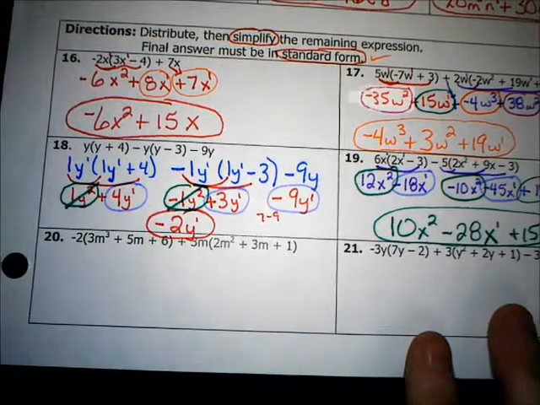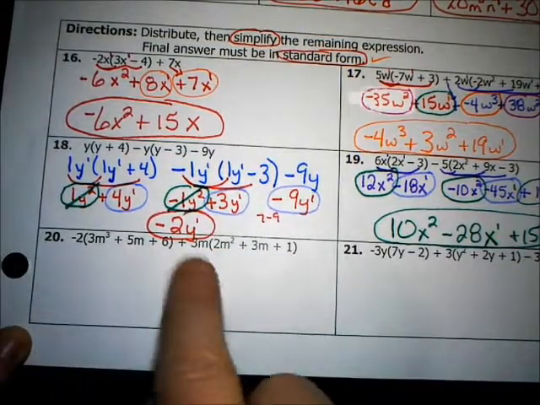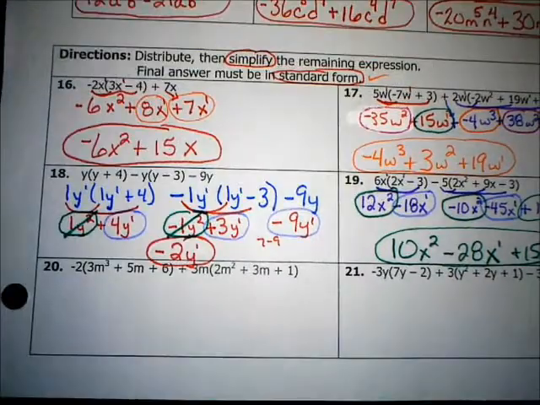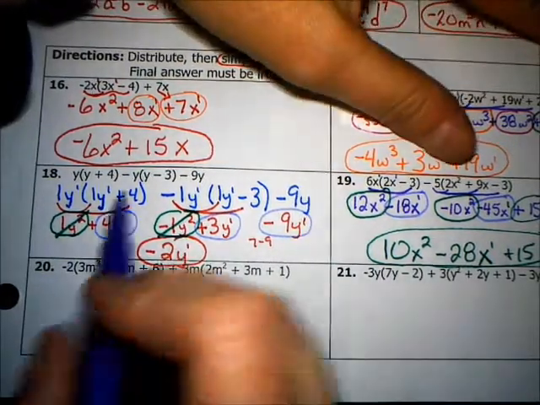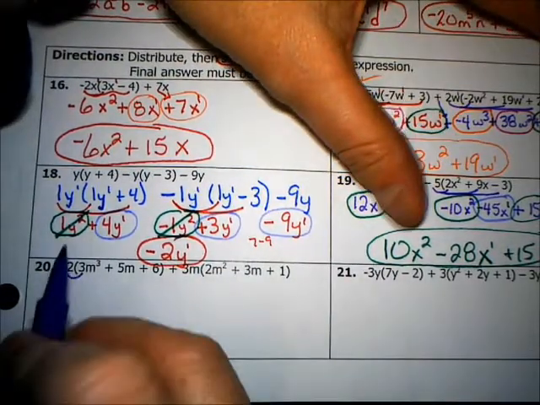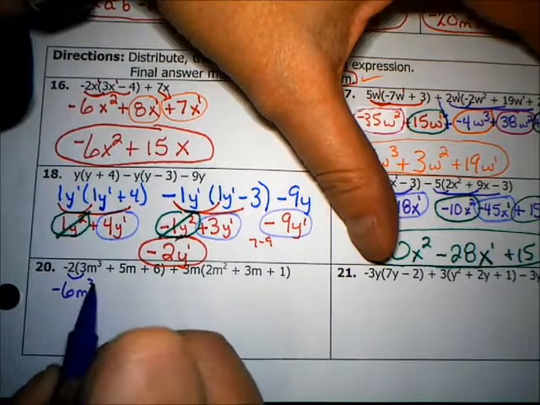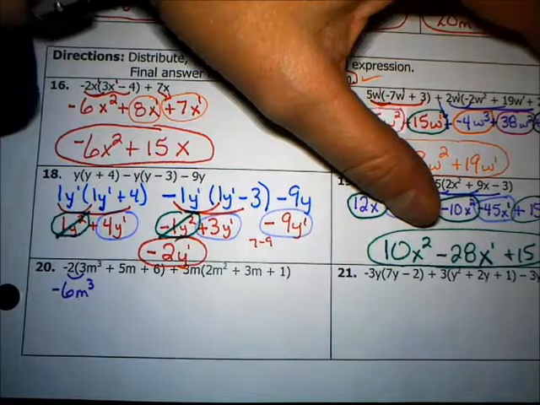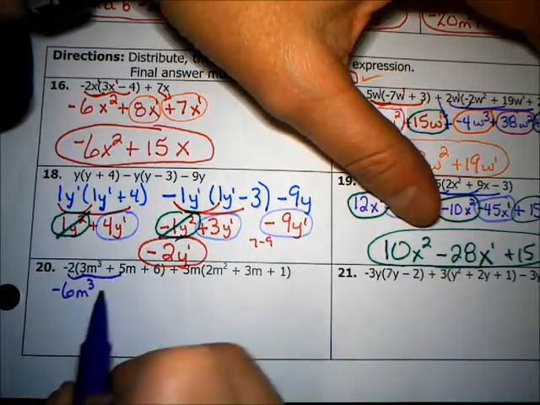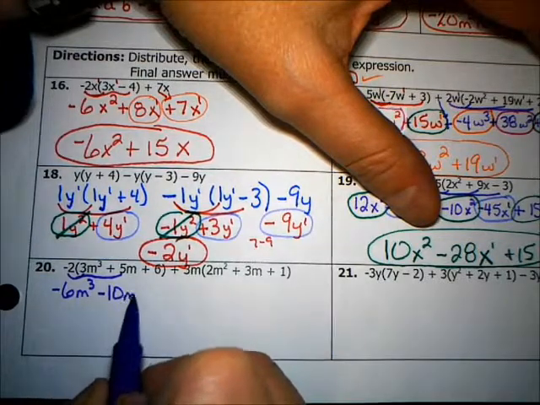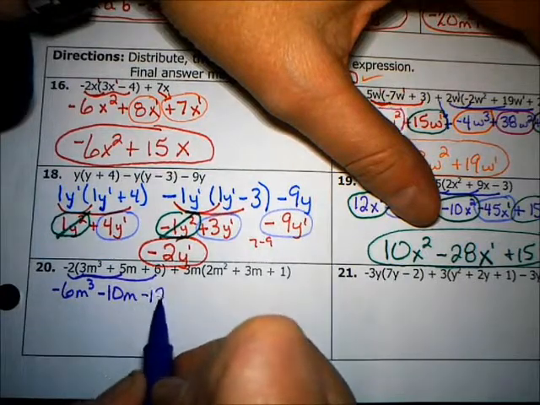Okay, on 20. We're getting longer and longer with these things. Looks like a monomial times a trinomial and a monomial times a binomial, so we have double things going on here. I have coefficients on all of them. So I'm going to just multiply. Negative 2 times 3m^3 becomes negative 6m^3. Then multiply to the next one. Negative 2 times 5m is a negative 10m. And then negative 2 times 6 is a negative 12.